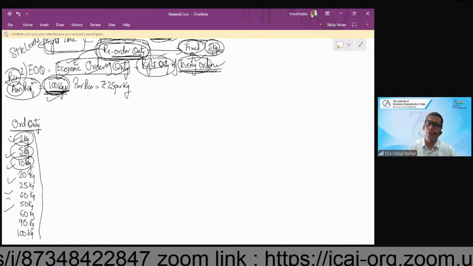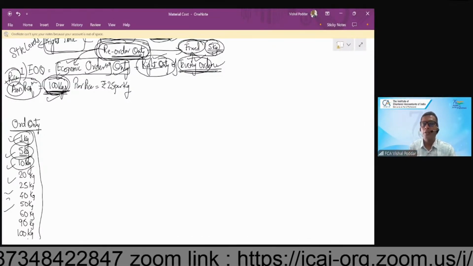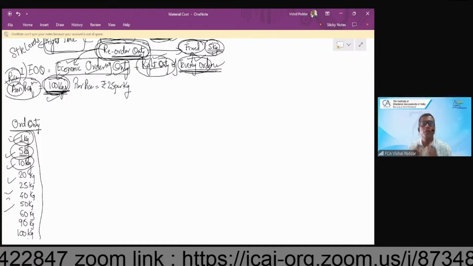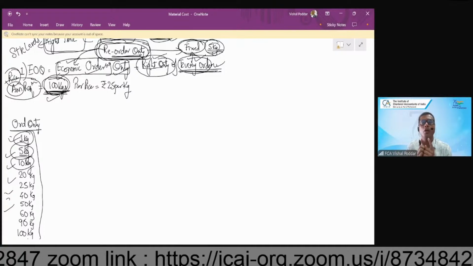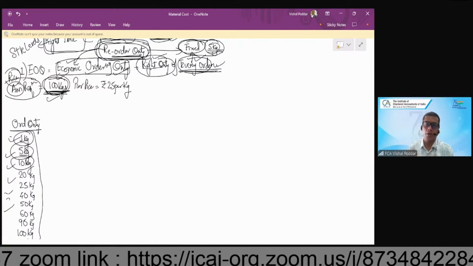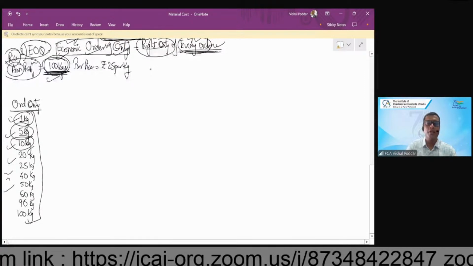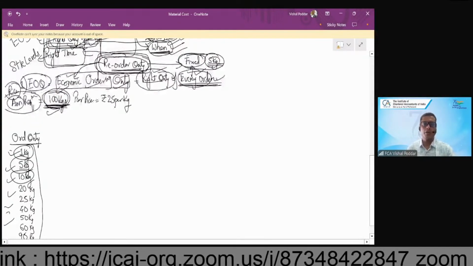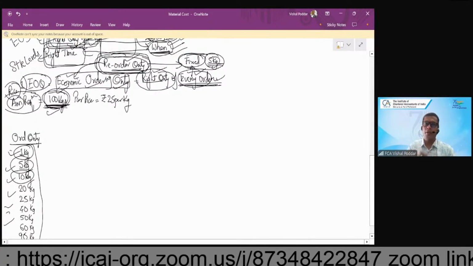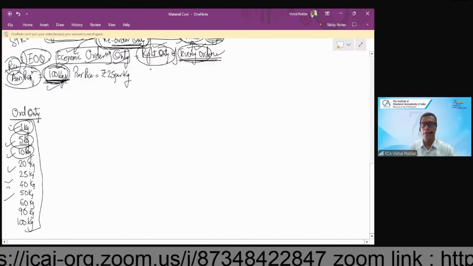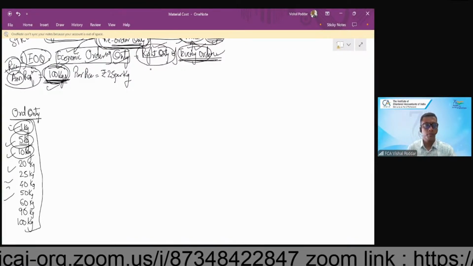And anyway, we are doing all this for cost control. So out of all these quantities, the quantity which will ensure that I have the minimum possible cost will be the most economical quantity to place an order. And that is why that quantity will be called EOQ. So all these quantities are ROQ. ROQ is the reorder quantity, because you will be placing an order of one of these quantities every time. So all these quantities are ROQ options.